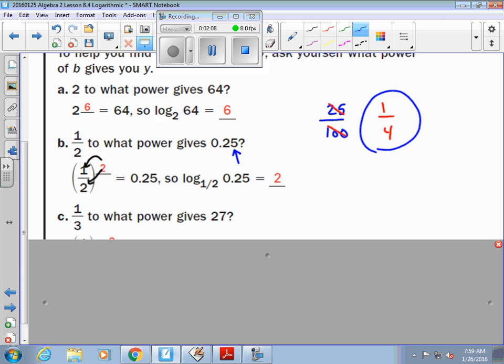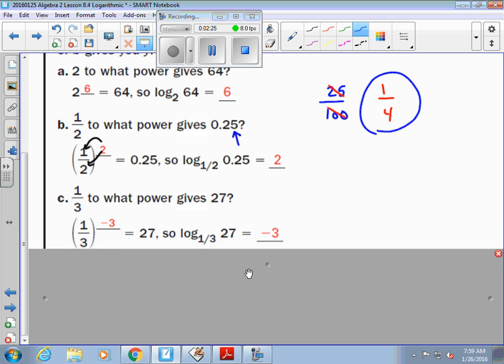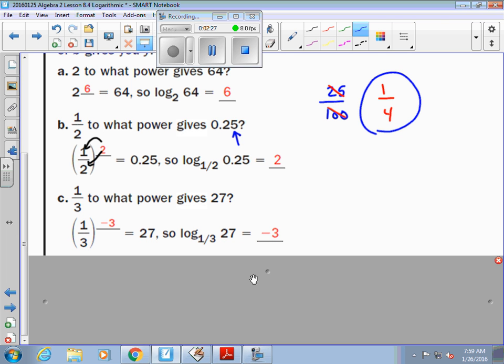So you know how to flip something, you raise it to a negative exponent. So it's simply a negative exponent. And then you're asking yourself, how many times do you have to multiply 3 by itself to get the number 27? So you have to multiply 3 times itself 3 times to get 27. So you're raising it to the negative third power.